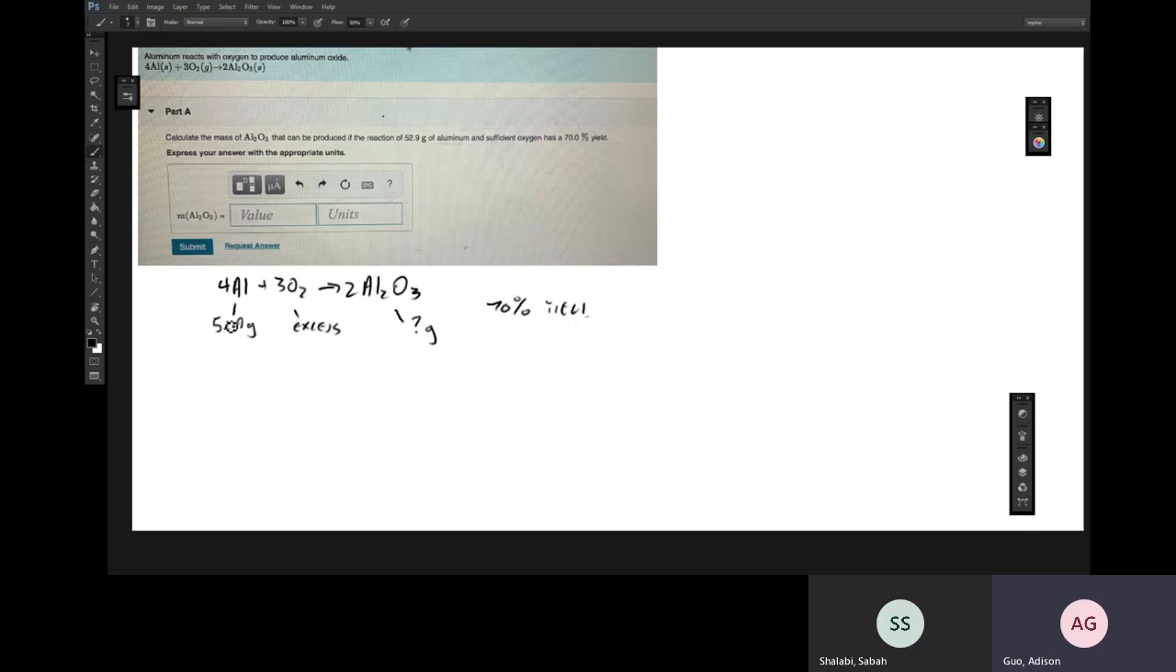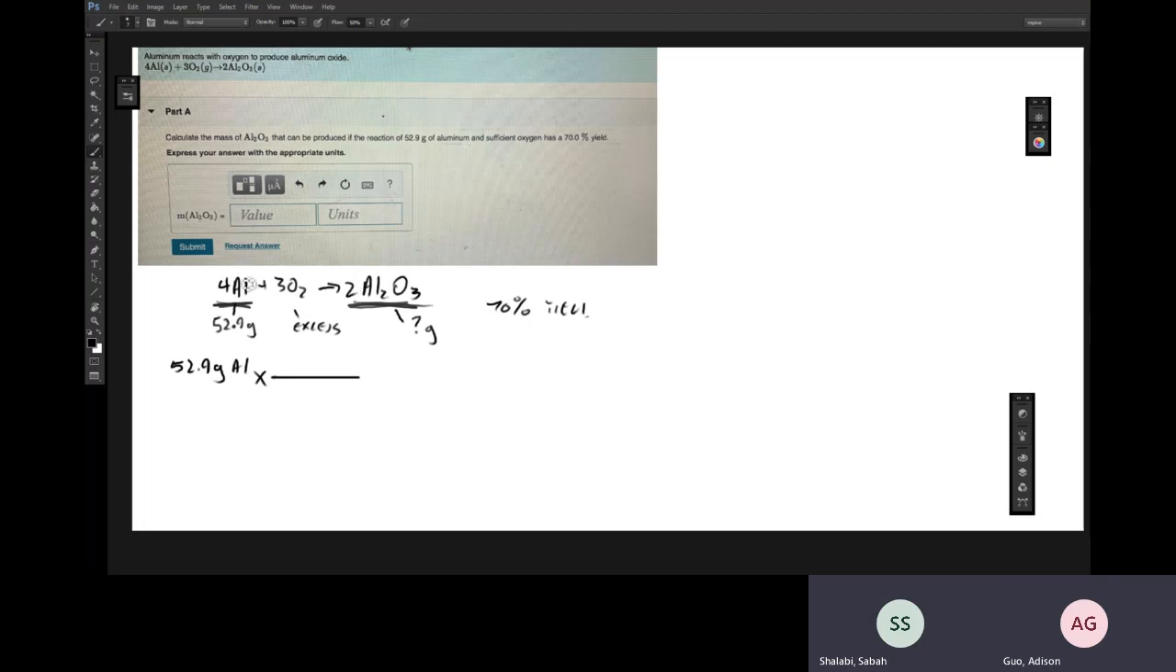So we're going to start with our 52.9 grams of aluminum. And our goal is to use stoichiometry to go from aluminum to aluminum oxide. Now, because they tell us oxygen is in excess, that basically means we have as much oxygen as we need, so we don't have to worry about the limiting reactant.